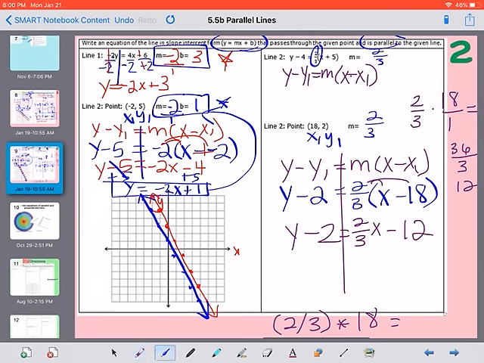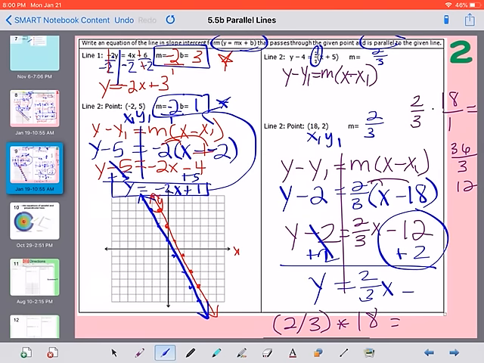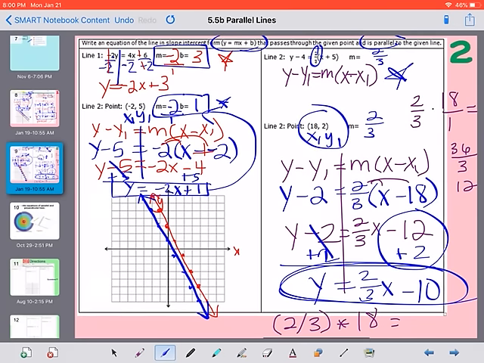And then our last step, we want y by itself, so add 2 to give us y equals 2/3 x. There are more negatives. How many more? Negative 12 plus 2 is now only negative 10. So here is our equation in the form y equals mx plus b. That is parallel to this line and goes through the point 18, comma 2.